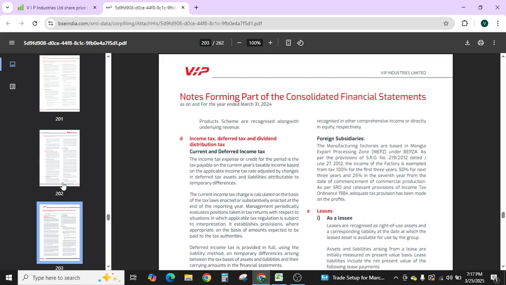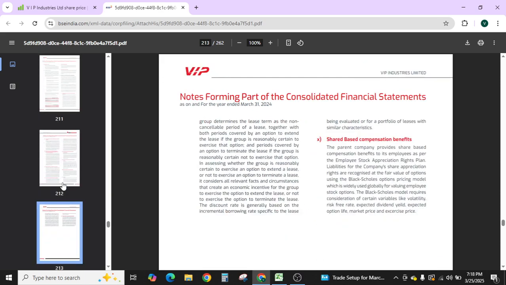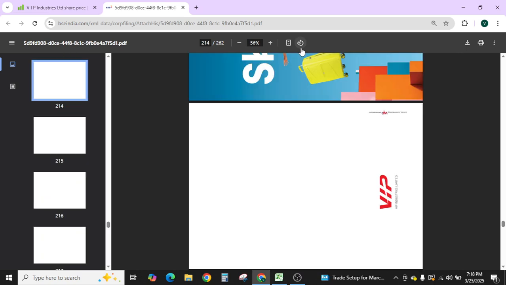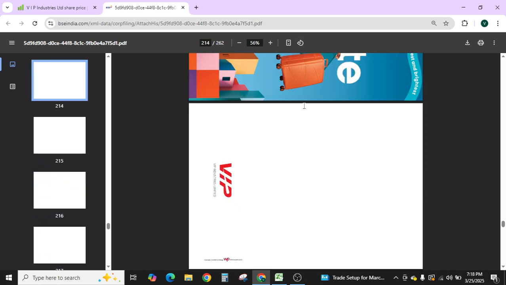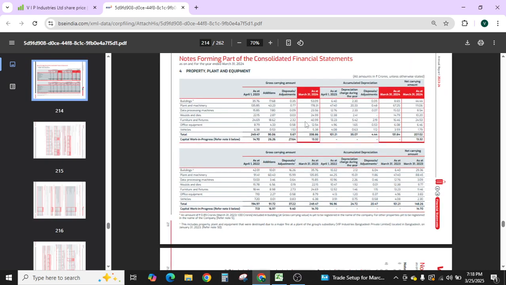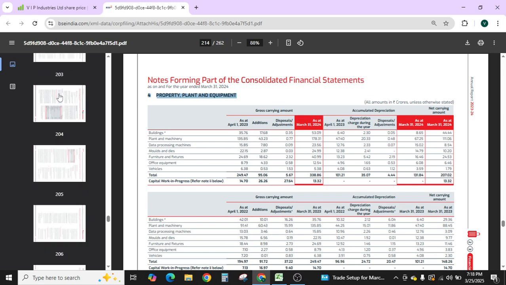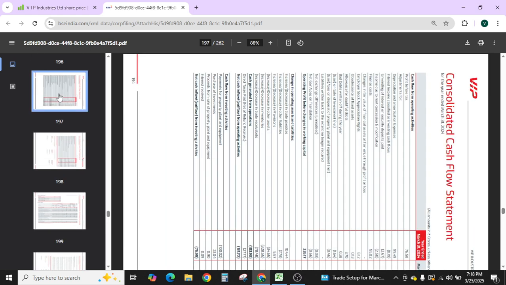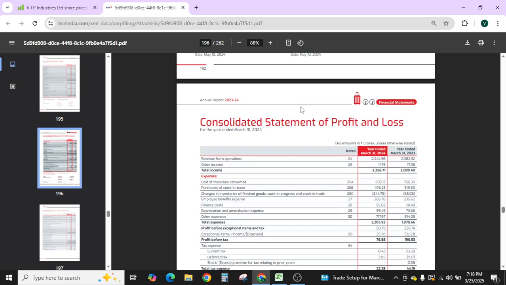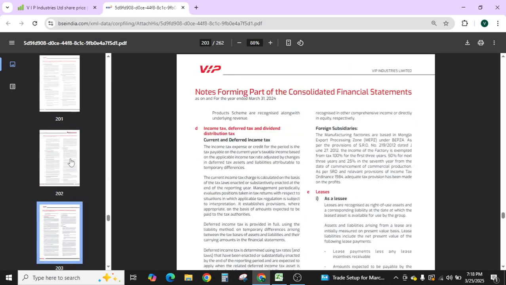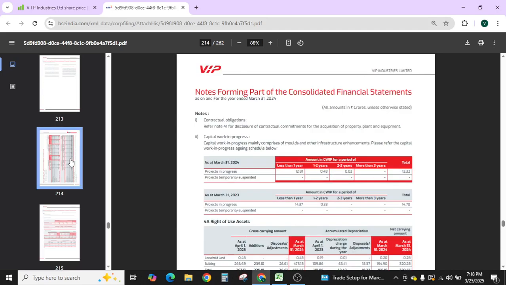As you all know, these are notes. In the notes, generally at the starting, we will find the asset schedule. So this is the asset schedule for VIP Industries. Note number 4, property, plant and equipment. If we go to the balance sheet, here it is. This PPE, note number 4, which is 207.02. This statement is known as the asset schedule.